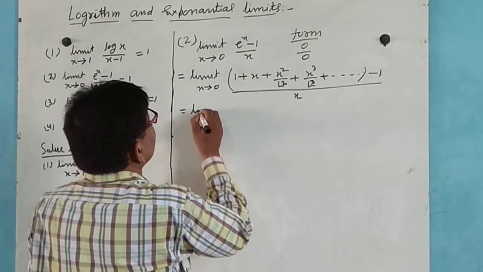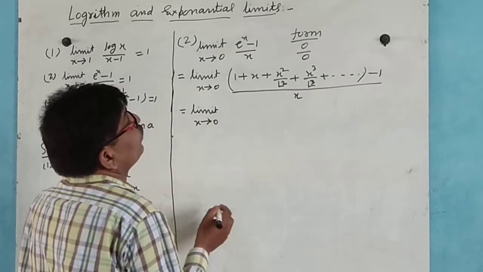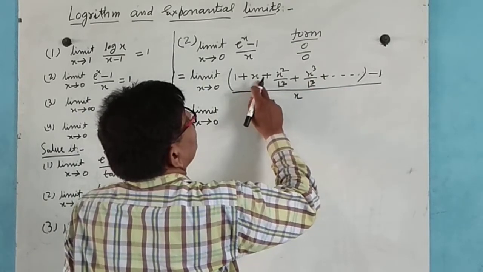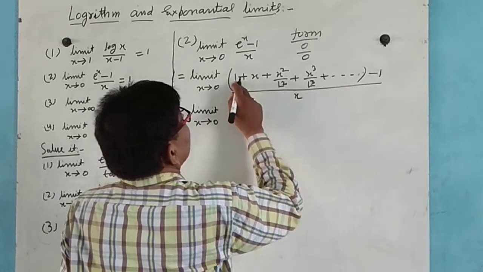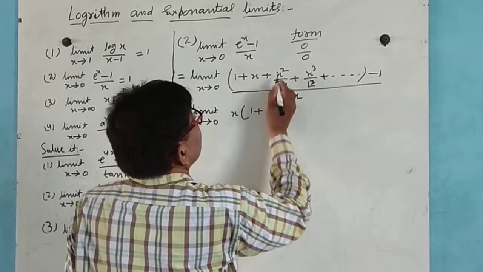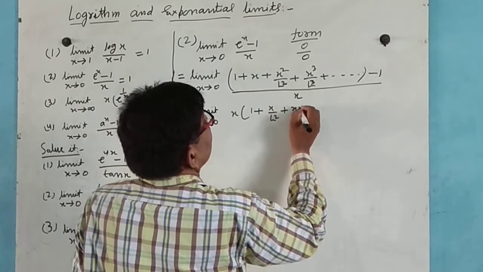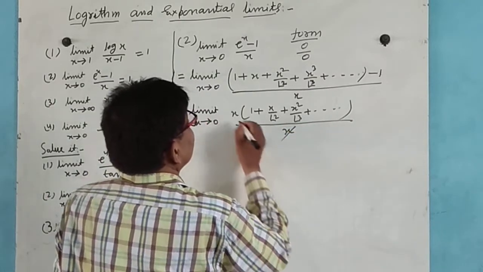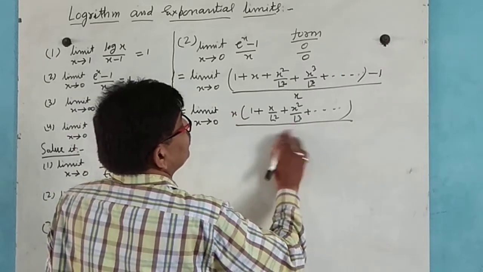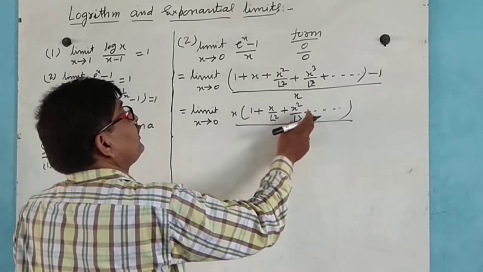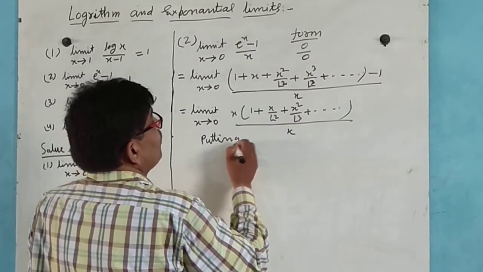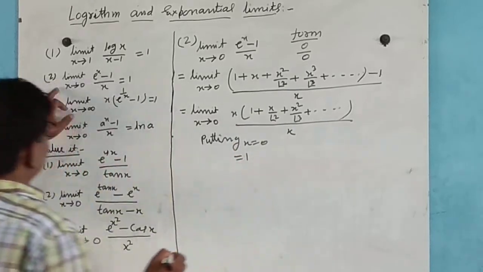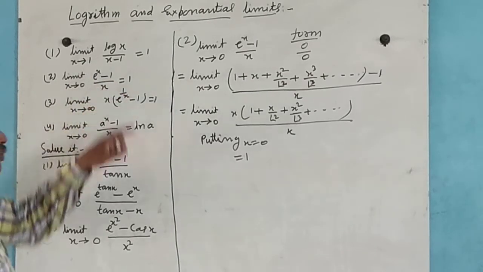Now limit x tends to 0. Here this 1 and this 1 cancel and we take common x: 1 plus x by factorial 2 plus x square by factorial 3. This x and this x cancel. Putting x is equal to 0, all terms become 0 and only 1 remains. This is limit x tends to 0, e to the power x minus 1 divided by x equals 1.